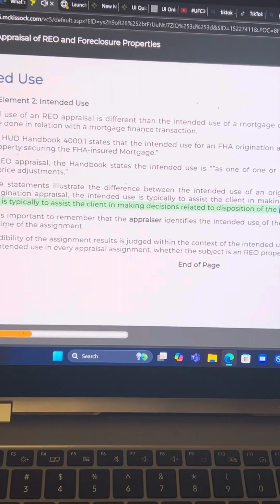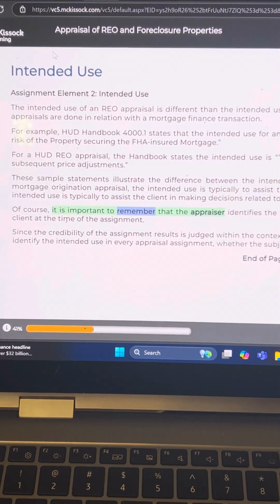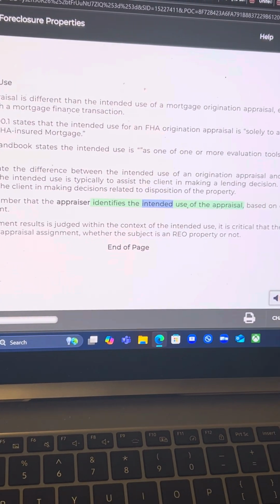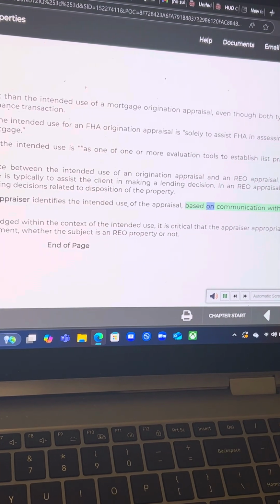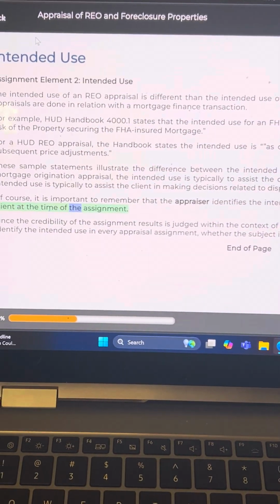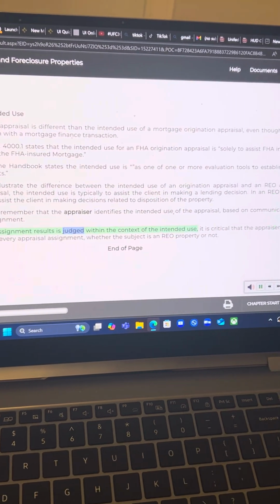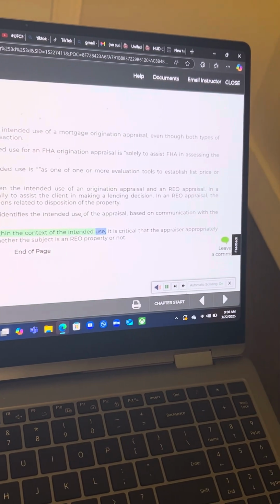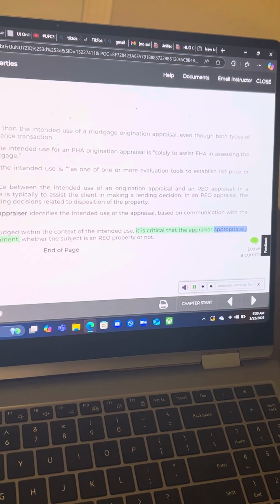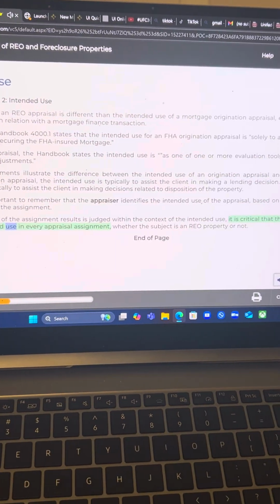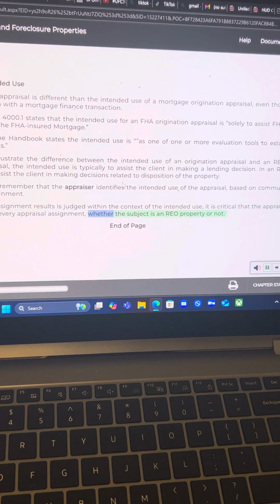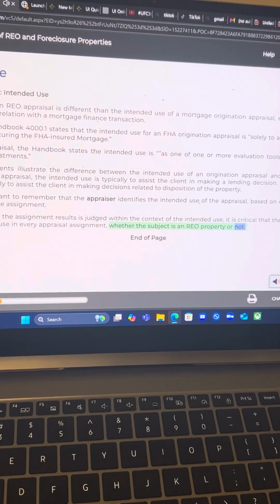the property. Of course, it is important to remember that the appraiser identifies the intended use of the appraisal based on communication with the client at the time of the assignment. Since the credibility of the assignment results is judged within the context of the intended use, it is critical that the appraiser appropriately identify the intended use in every appraisal assignment, whether the subject is an REO property or not.